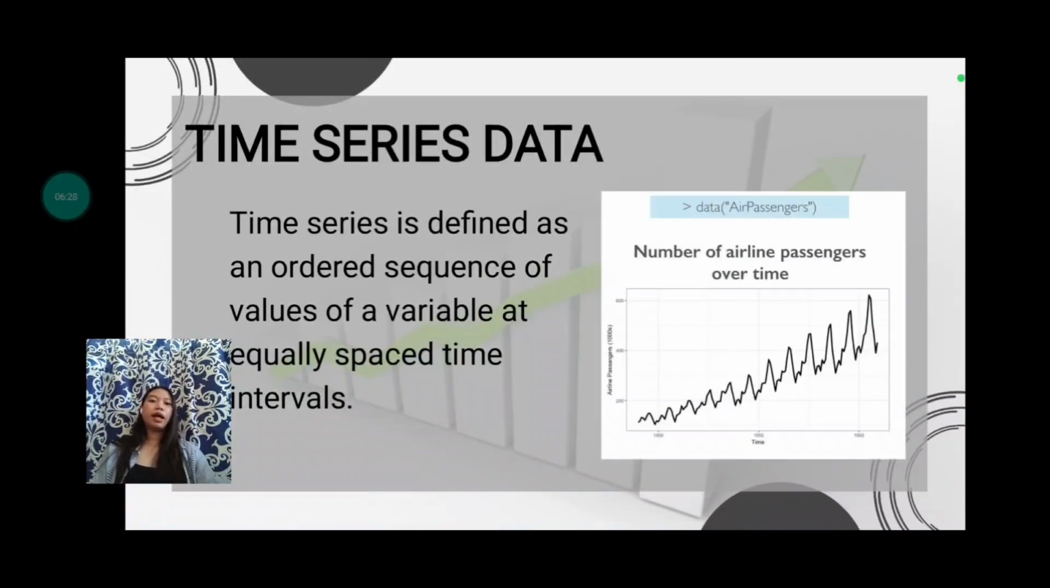The time series data. Time series is defined as an ordered sequence of values of a variable at equally spaced time intervals. So as you can see, the time series on the left side is airline passengers, and it goes upward. Time series data means a sequence of data collected over time, like monthly sales and yearly population.